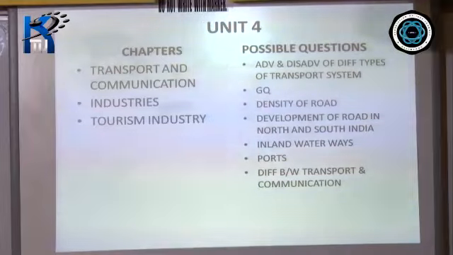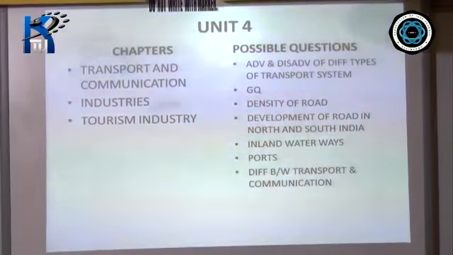So when you explain it, you have to write that in the southern regions of our country, you'll find more metalled roads. The reason behind this is the easy availability of raw materials. Whatever material is required for the construction of these roads is easily available in the southern regions of our country. Like this, there are other questions related to roads also, so please go through that.